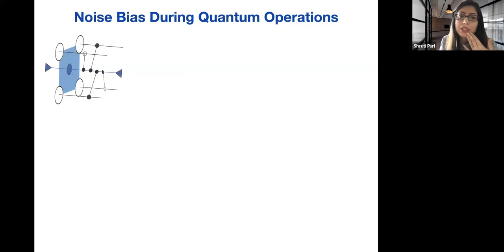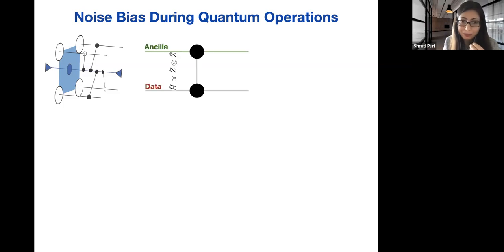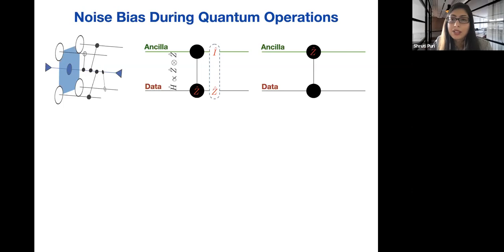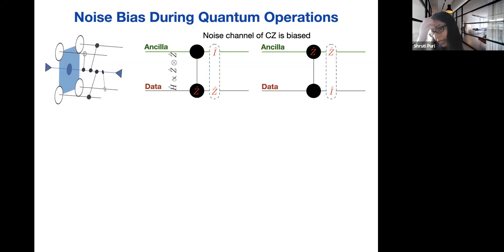To understand this point a little bit better, let's look at how you would measure the stabilizers for the XZZX surface code. So when you are doing the control Z gates, what you would do is engineer a ZZ type interaction between your ancilla qubit and the data qubit. Now we're looking at biased noise qubits in which Z errors are dominant. So if there's a Z error on the data qubit during the gate, the Z just propagates through the interaction, and a Z error on the data qubit propagates as a Z error on the data qubit itself, no big deal. And similarly, if there's a Z error on the ancilla qubit, it propagates through. And so the noise channel of the CZ gate is biased.